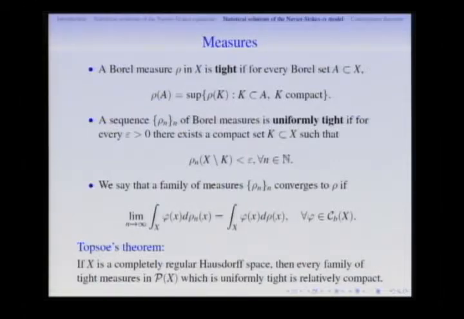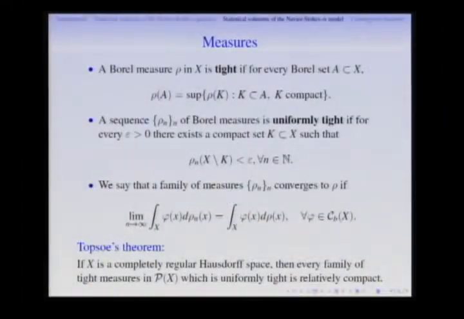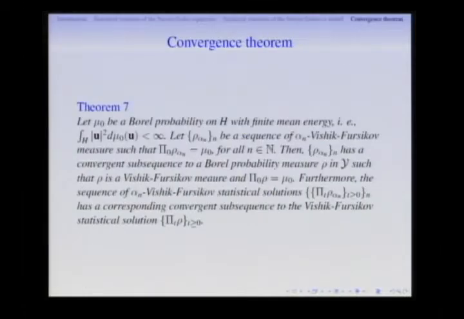And here we need Topsoe's theorem, which is a generalization of Prohorov's theorem. Prohorov's theorem is when X is a metric space, and here we don't have this. But we have that X, our ambient space, is a completely regular Hausdorff space, and the theorem says that if you have this type of set, then every family of tight measures which is uniformly tight is relatively compact with respect to this convergence. So we have all we need to prove the theorem.